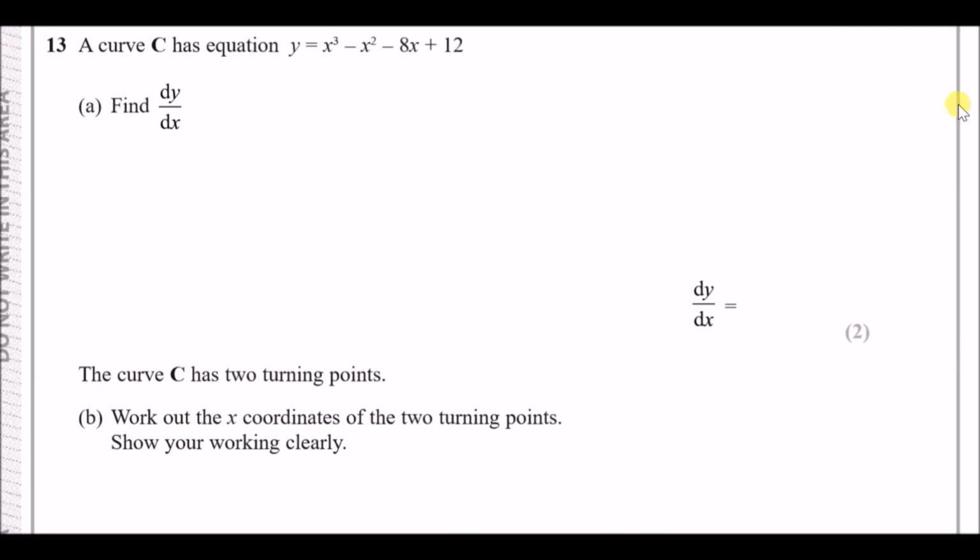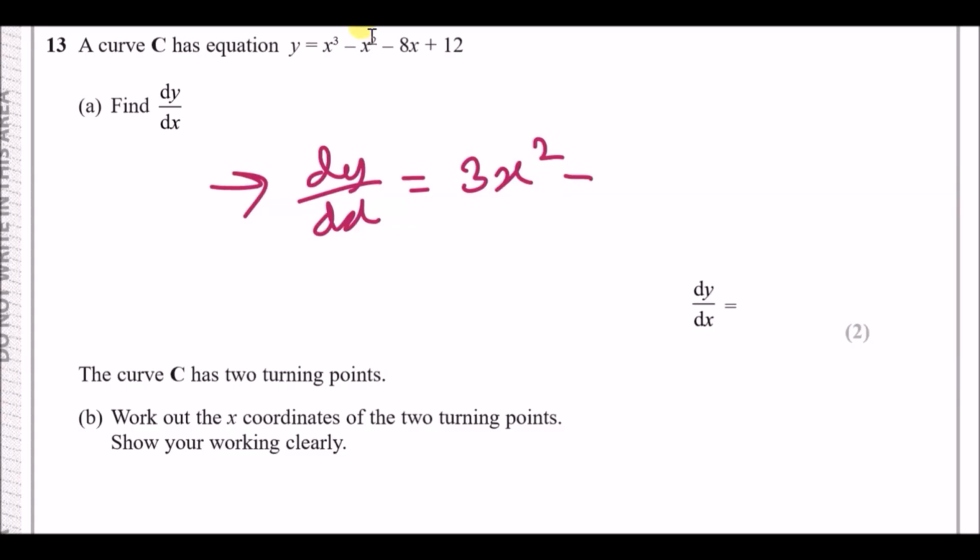Okay, number 13. So a curve C has equation given as follows. Find dy over dx. Okay, so this means differentiate the equation. And differentiating is so easy, by the way, guys. This is what you get. So to differentiate, all you do is look at the power and drop it on the ground. So x to the power 3 becomes 3x, and then you subtract the power by 1. So 3 take away 1 is 2.